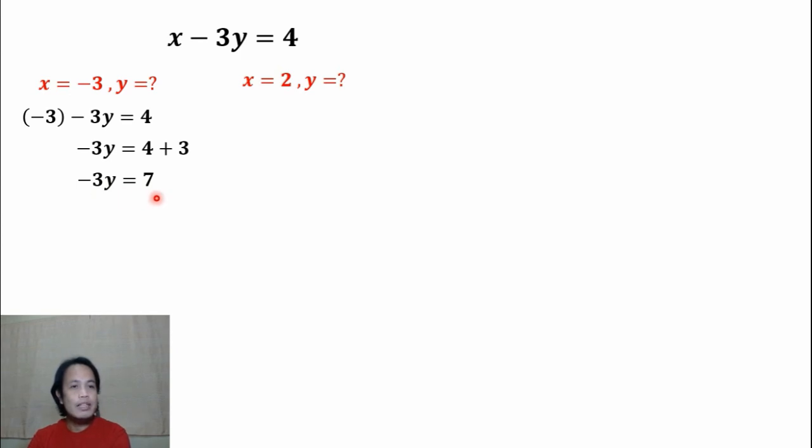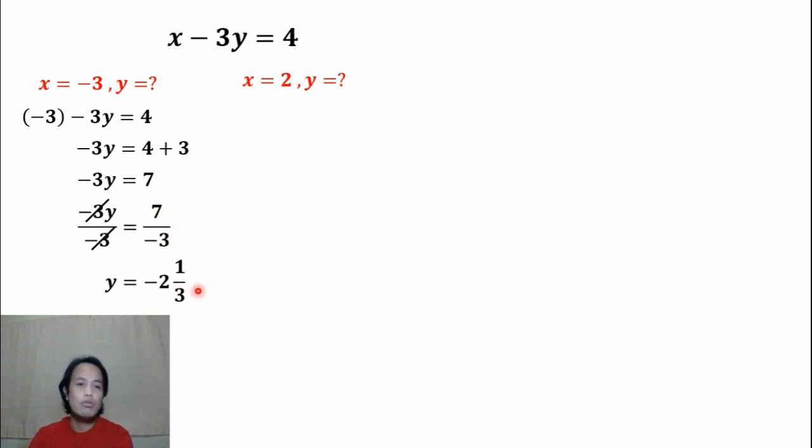of the equation by negative 3 so that we can cancel out the coefficient of y here, which is negative 3. So the equation becomes negative 3y divided by negative 3 equals 7 over negative 3. This way, we can cancel out the negative 3. Of course, what remains is the y. Then 7 over negative 3 in mixed number is negative 2 and 1/3.